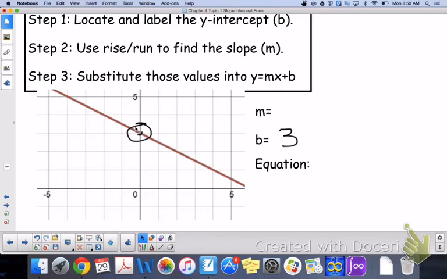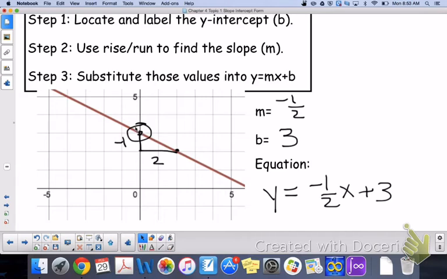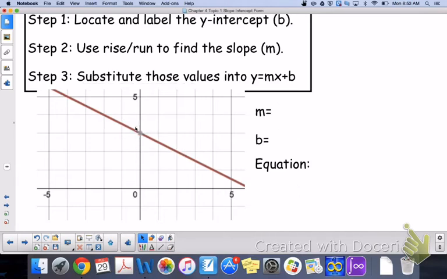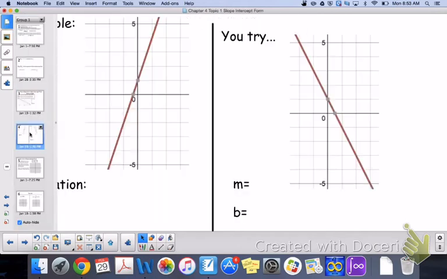Your slope, we have a point there. You have another point that crosses right there. Down 1 over 2, so -1 over 2, that is your slope. So your equation, y equals -1/2 x plus 3. Okay, so, yeah, step 3 was you substitute the values in. All right, next.